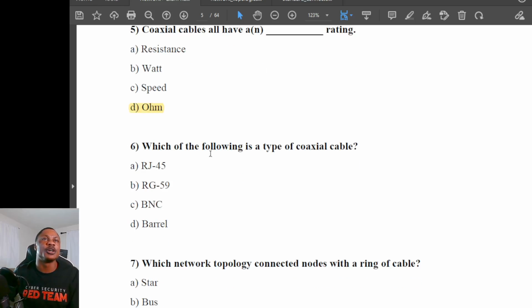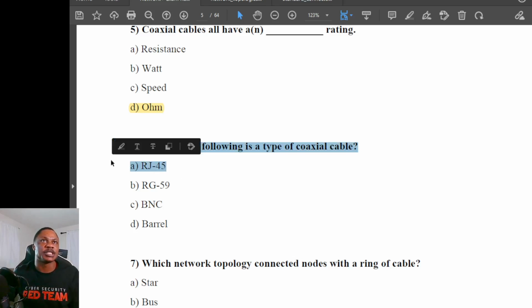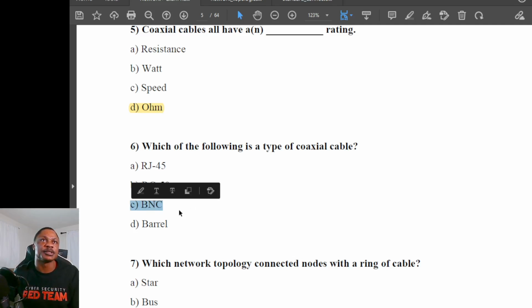Okay, let's move on. 6. Which of the following is a type of coaxial cable? RJ45, we already know, is a connector for the shielded and unshielded twisted pair. So that's not a coaxial cable. Now, a BNC was a connector used for coaxial cables. So it's not a cable, it's a connector.